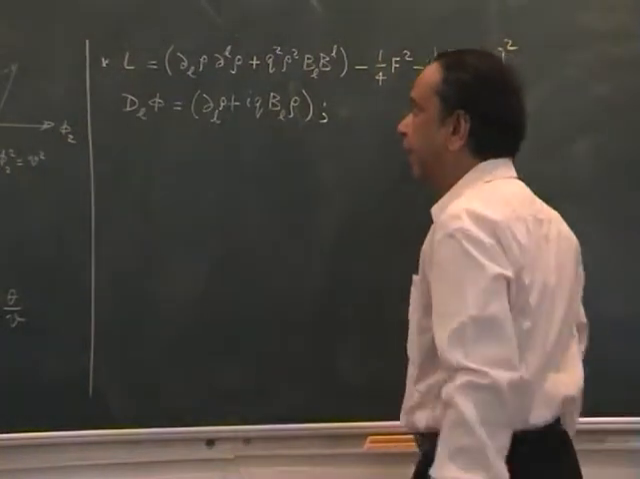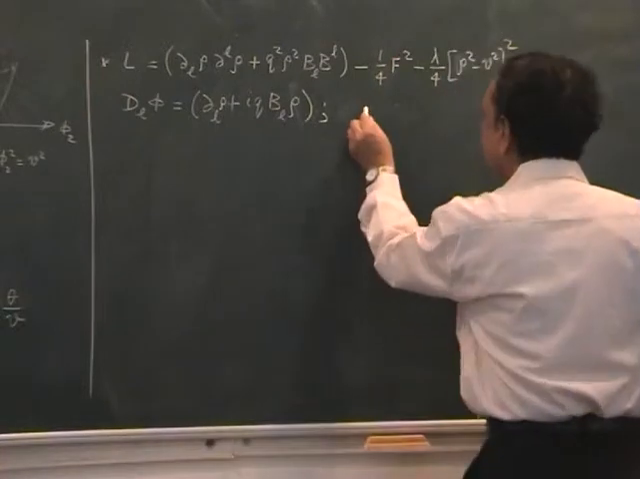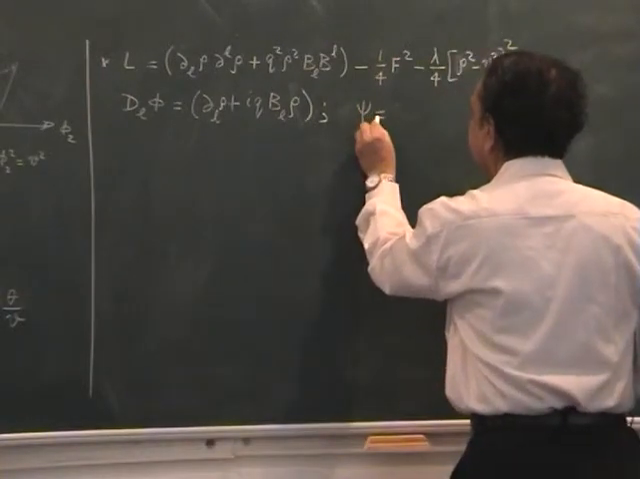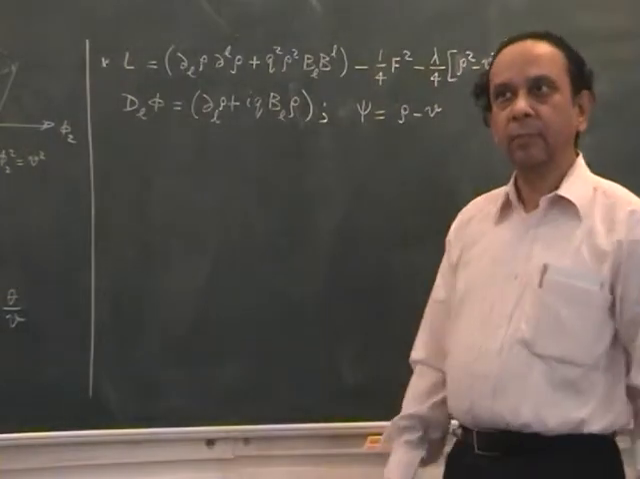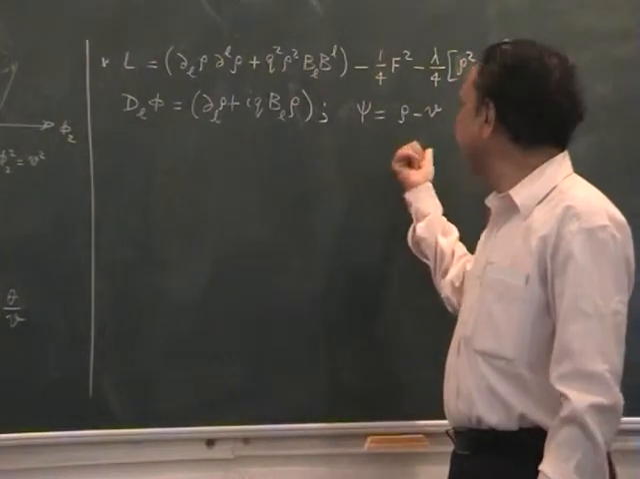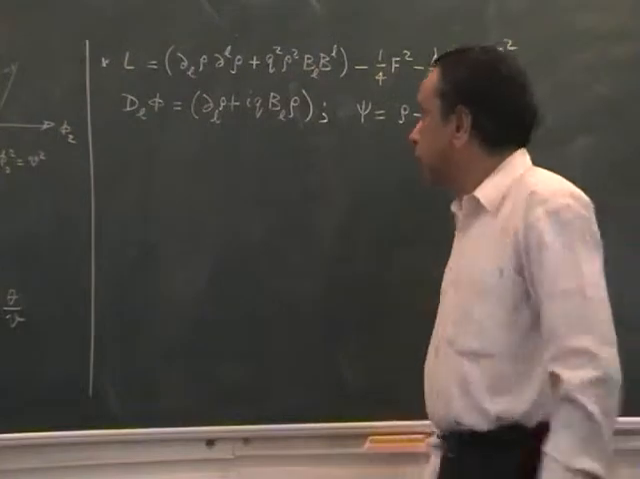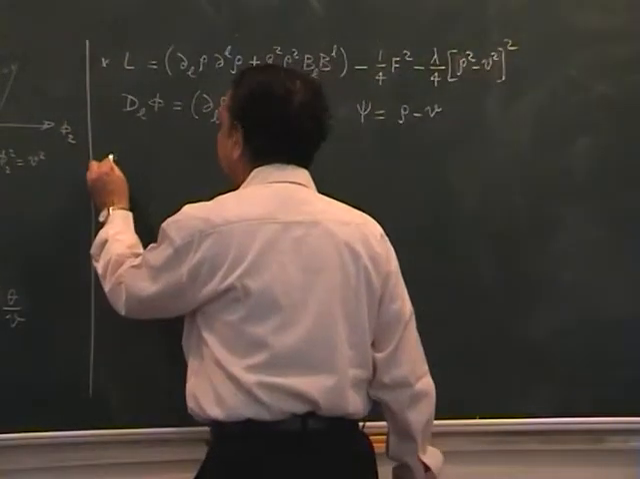Let me put it this way. Rho was your field. So I introduce a new field psi as rho minus v. Okay, it is shifted from that minimum value v. So how does the thing look in terms of that?